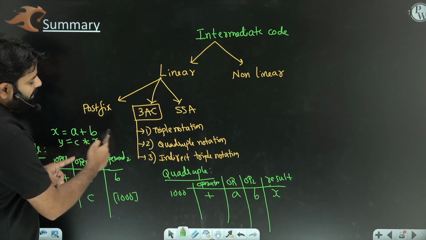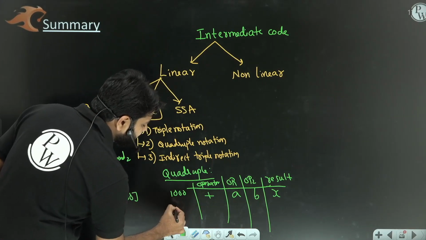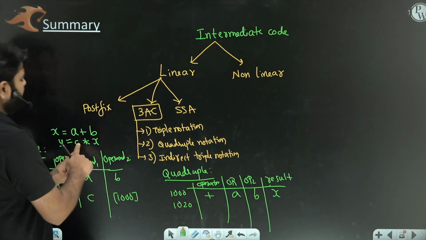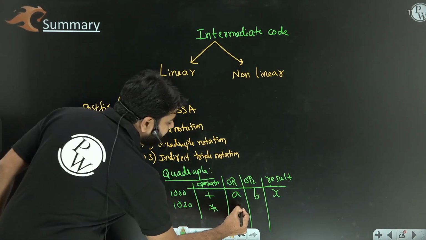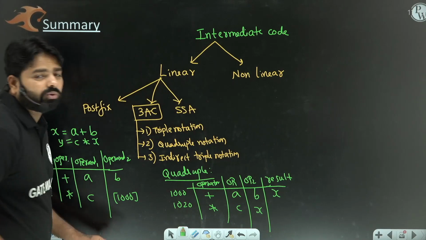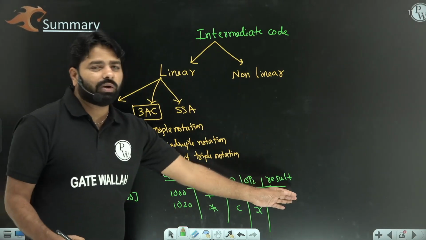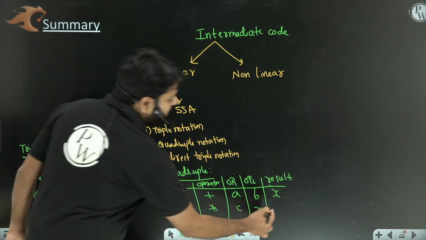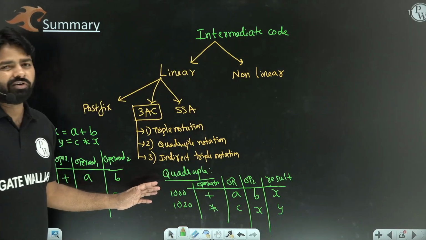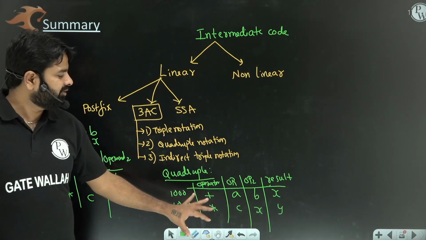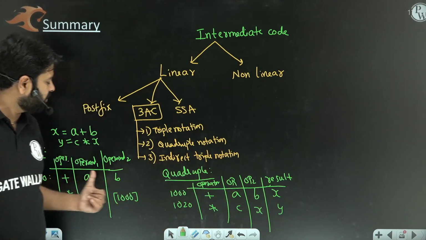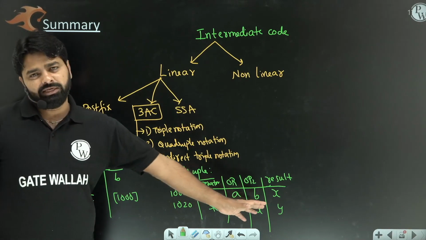Next, c multiply with x. So multiplication, let's say this is 1000, let's say 20, and multiplication c with x you can write now. You don't write 1000 because I have the x to have the result of a plus b. Now you store in y, so you keep in y. So this is the advantage of quadruple. Here no need to calculate. Whenever you need addition, already is calculated and stored in x. But what is the disadvantage of quadruple? It takes a lot of space.